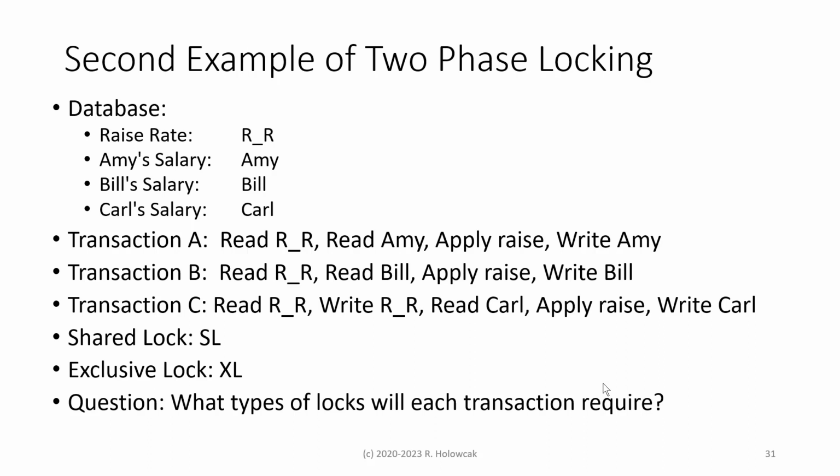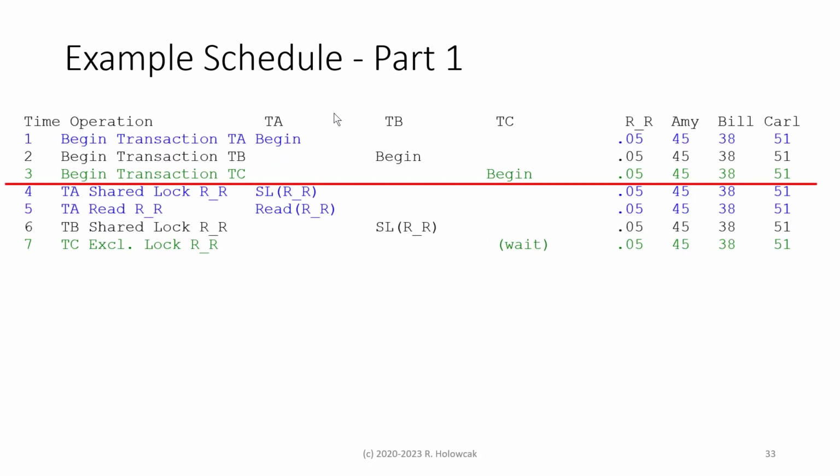Now let's look at a slightly more complicated example of locking. In this database, we have 4 items. We have the raise rate, we have Amy's salary, we have Bill's salary, and we have Carl's salary. These are represented by RR, Amy, Bill, and Carl. You'll see these on the next slide where we show their initial values here. The raise rate is 5%, Amy's is $45,000, Bill's is $38,000, and Carl's salary is $51,000.